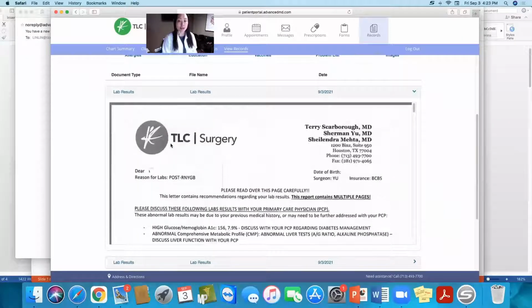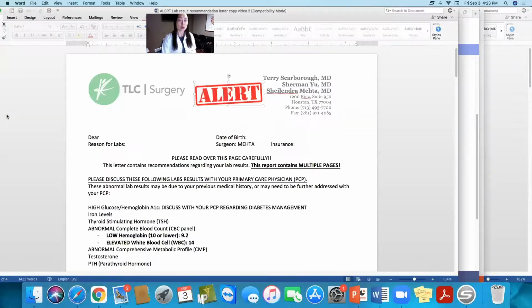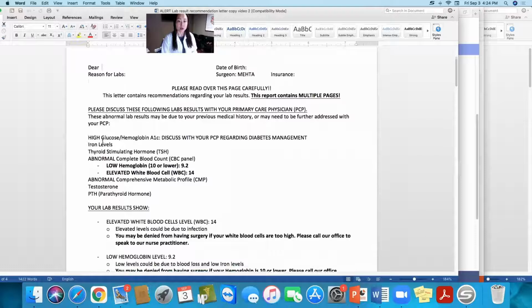When you receive your lab report, you will receive 1 of 2 different types of lab recommendation letters. You might receive a lab recommendation letter with this alert notification on there. What that means is there are some lab values that are concerning, that are critical. So please reach out to me so that I can go over these lab values with you.